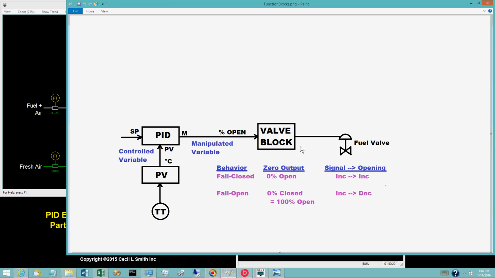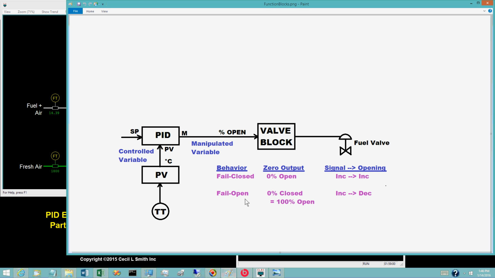Consider a valve that fails closed. On a zero value for the output signal from the valve block, the valve must be 0% open. As the output signal increases, the valve opening increases. Hence, this behavior is increase-increase.